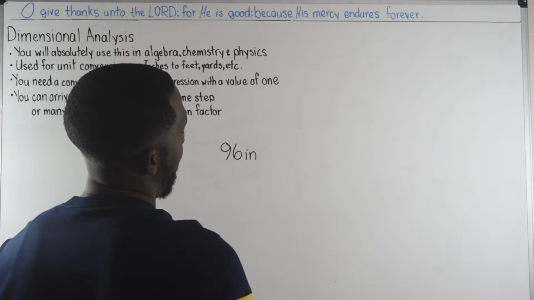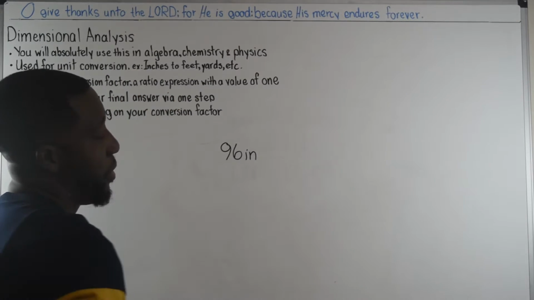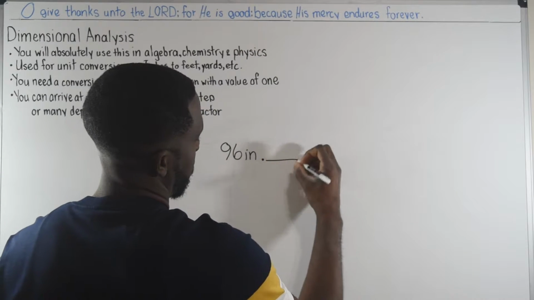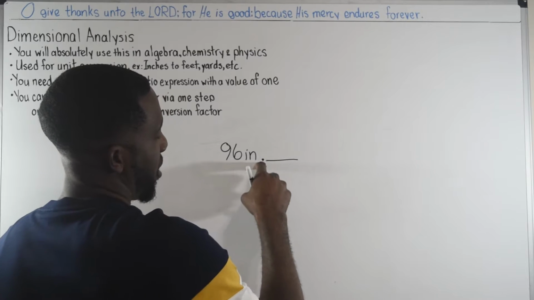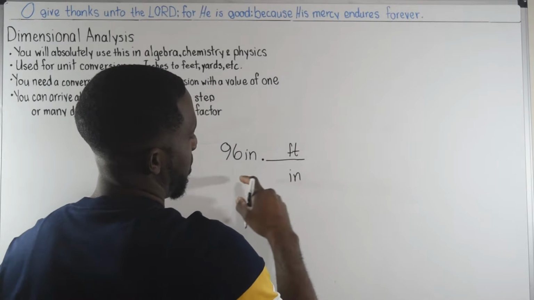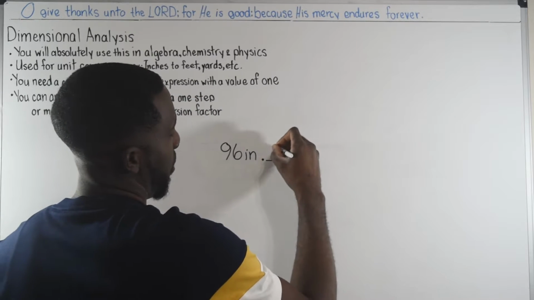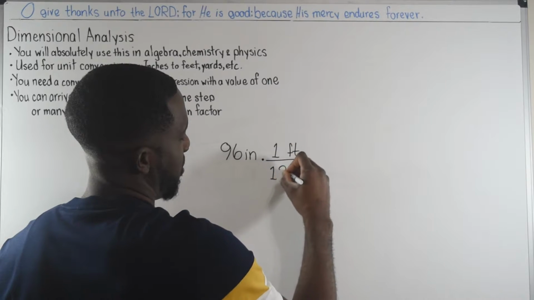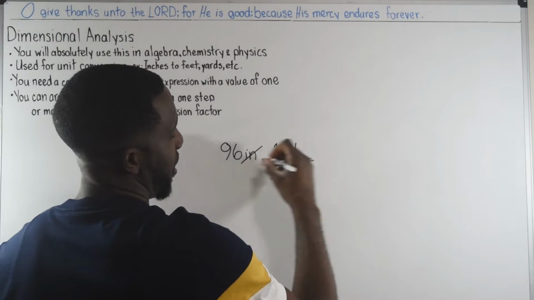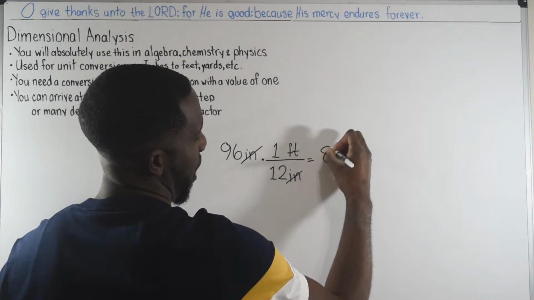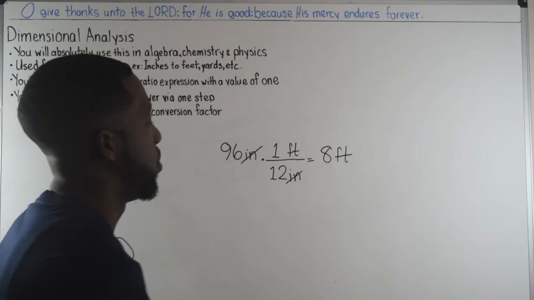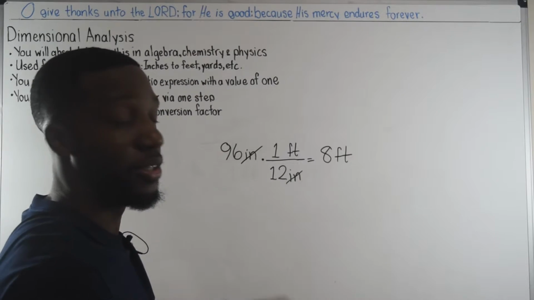So now, what if I wanted to go 96 inches to feet? Okay, how many feet is 96 inches? So I'll just set up my little conversion factor, and I have inches. I want to cancel out inches, so I have inches on the bottom. And how many feet? I got 1 foot, right? There's 12 inches in the foot, right? So now I canceled out my inches, and now I have 8 feet. Simple. So 96 inches equals 8 feet.